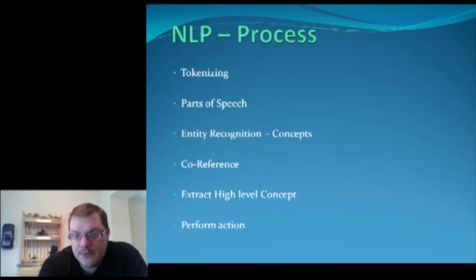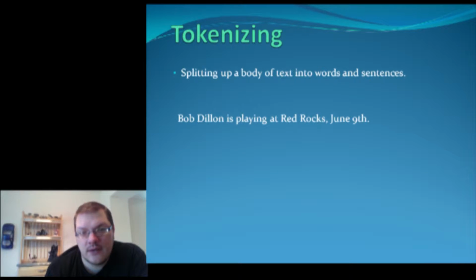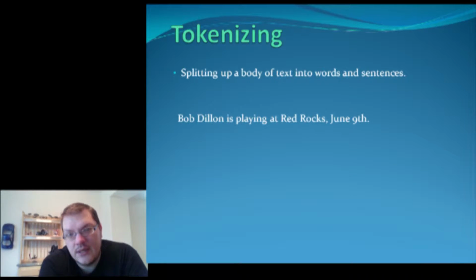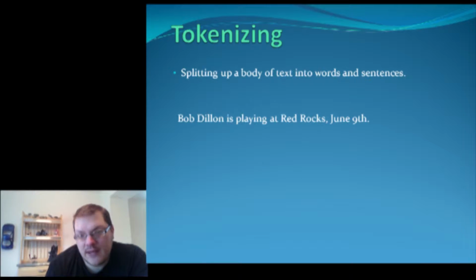And so we have a bunch of steps for NLP to work, and I'm going to go through each one of these in a bit of detail, talk about their process and the algorithm that they use to perform their task. For the first one, we have tokenizing. Tokenizing is taking a sentence and breaking it up into words and sentences, or a body of text, I guess, because we're going to have more than one sentence per document. And in our little scenario, we have Bob Dylan is playing at the Red Rocks June 9th.